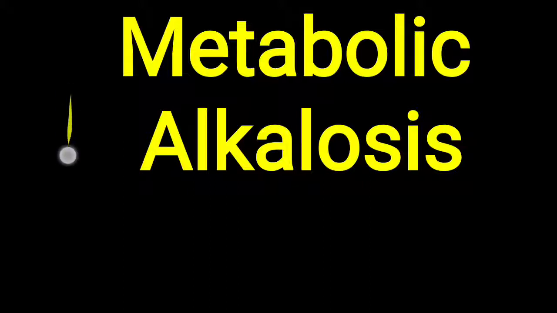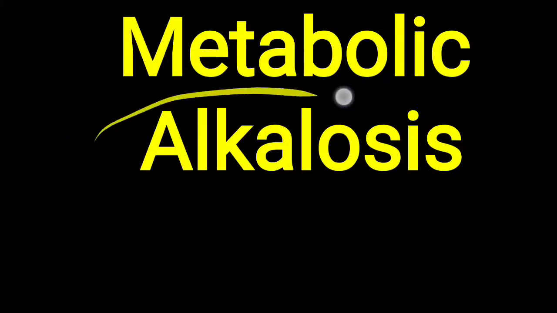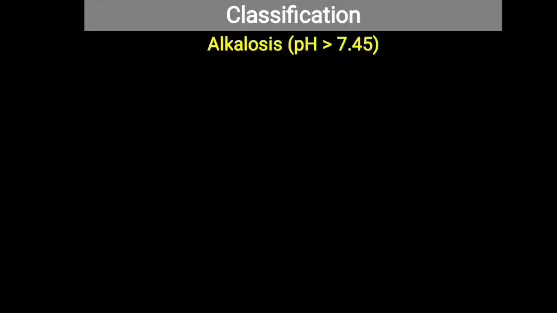Hello friends, today's topic is about metabolic alkalosis. We will look at the biochemical changes occurring in metabolic alkalosis, how to identify it, as well as the types of metabolic alkalosis in this video. First of all, alkalosis is simply defined as a pH of more than 7.45.